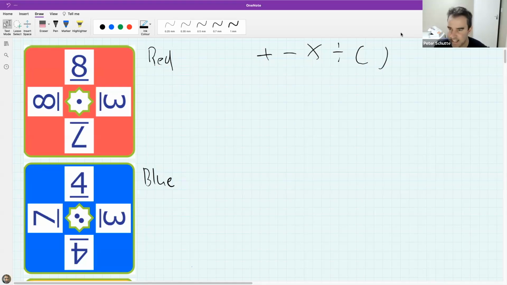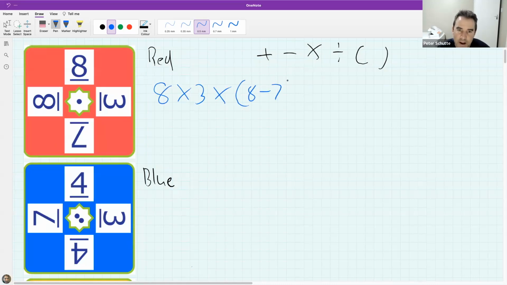Okay, Andile, let's have a look. Wow, that didn't take long, Andile. So the first card, 8 times 3 times 8 minus 7. This is 1, so it doesn't make much of a difference. And that is indeed 24. Well, Andile, you are on form today.